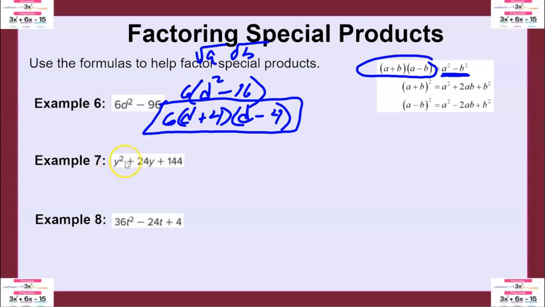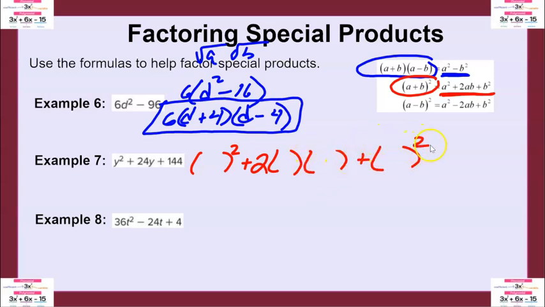Next example. I have a trinomial where everything is positive. So I have this. This is what I'm given. I want to write it this way. So in order to do that, I'm going to write it in this format. So let's see, I have a squared term here plus 2ab plus b squared.